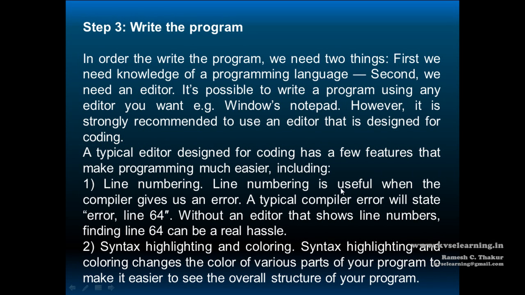Line numbering is useful when the compiler gives us an error. Imagine a situation where we have a program of say 500 lines, and you have committed some syntax errors in the program. Once you complete the program writing, you compile the program, and your compiler will flash some error messages saying that an error has occurred at this particular line number. So to trace out that particular line number, or to count it, or to move your cursor or insertion point to that line number, may be of great problem.